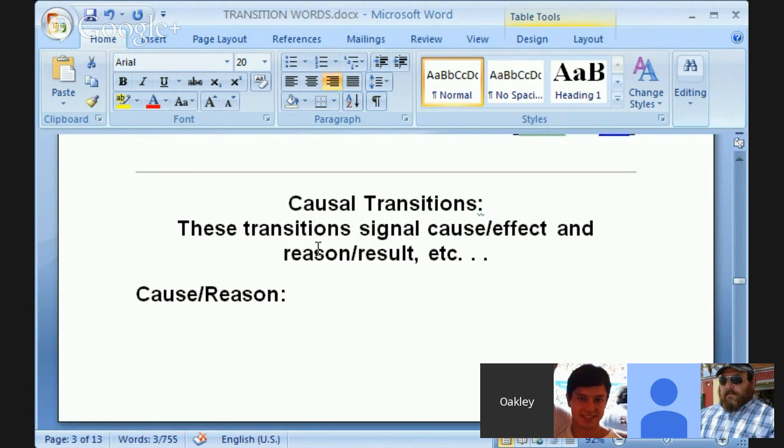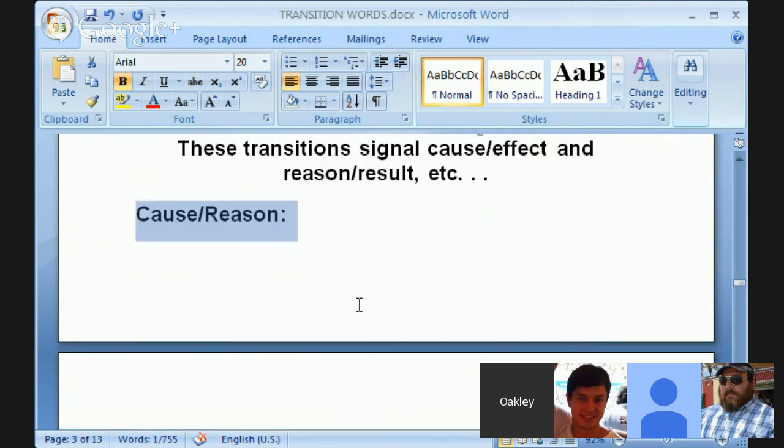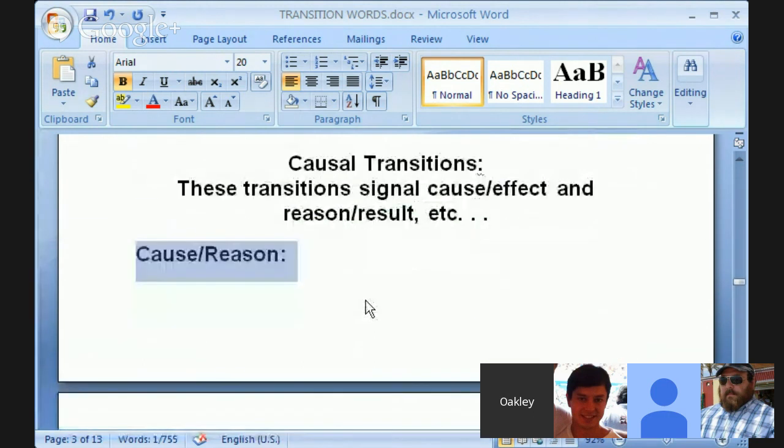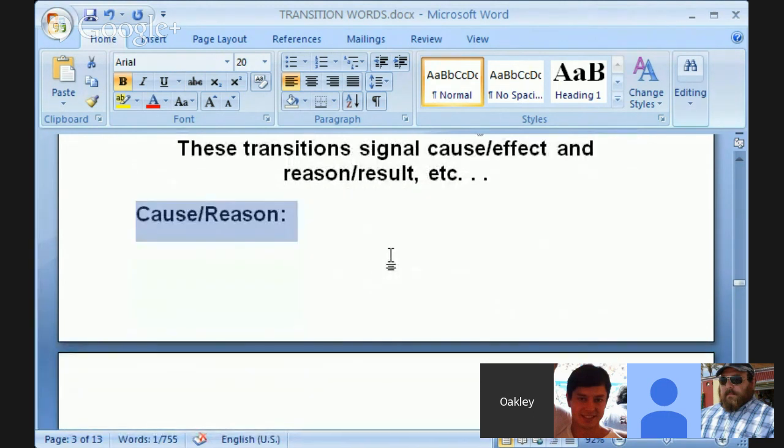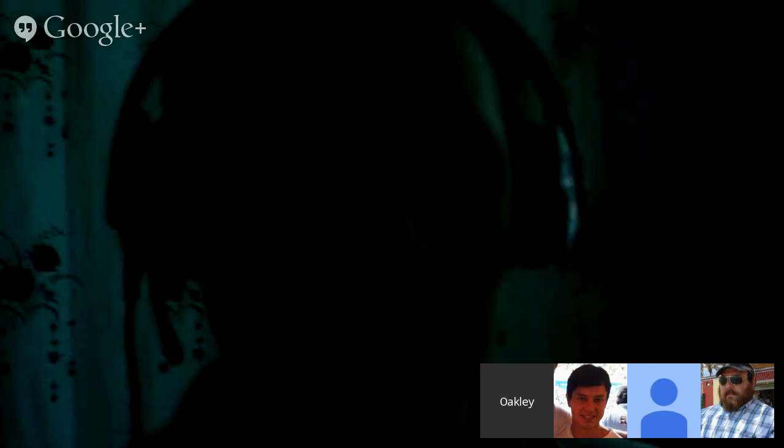Let's talk about another kind of transitional word or signal phrase, which involves cause and effect, or reason and result. We use different ones for cause. What ways could we show cause, why something happened?